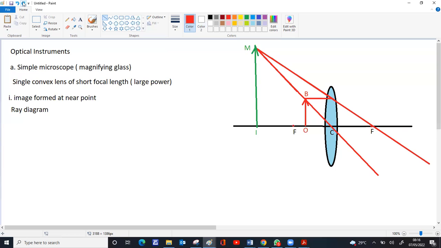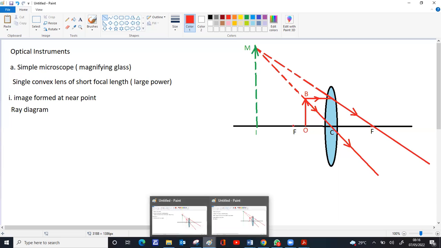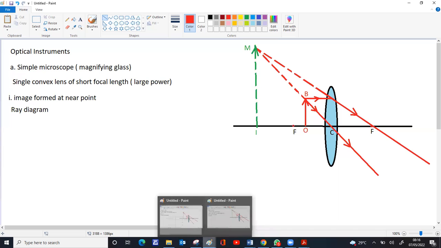IM stands for the image. For light rays forming a virtual image, the extended part and the virtual image must be represented in dotted lines. An arrow mark is a must for all the ray diagrams. If there is no arrow mark, the board rule is no mark, strike.